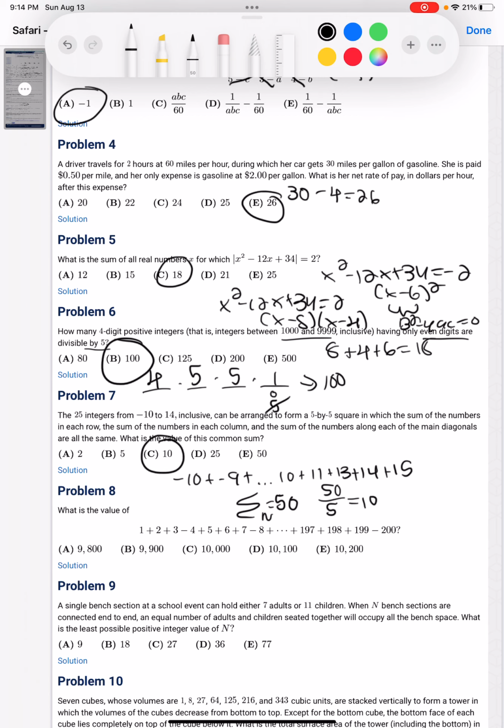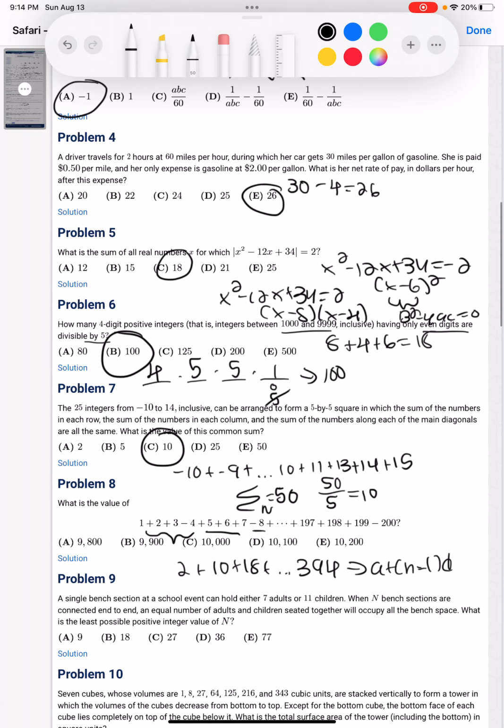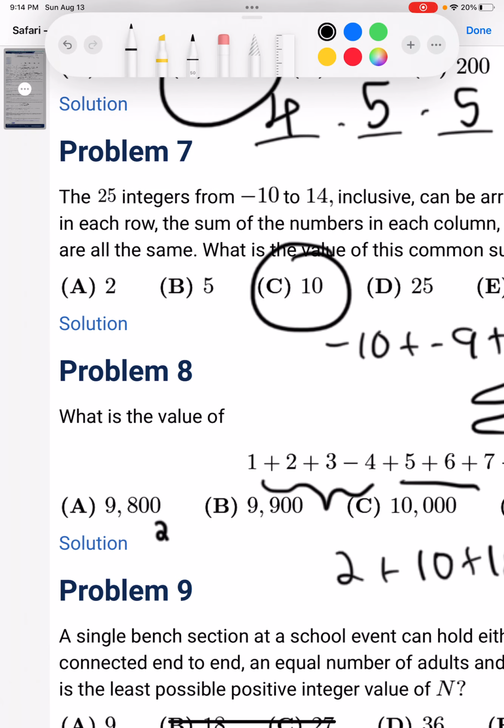What is the value of this? So what can we do? We can group the 4 terms. We have 3 positive and 1 negative for each group. So that's just 2 plus 10 plus 18 plus all the way to 394, using the formula a plus n minus 1 times d. We use the common difference. We know the sum of the terms is 0, 4. 2 plus 394 divided by 2 times 50.